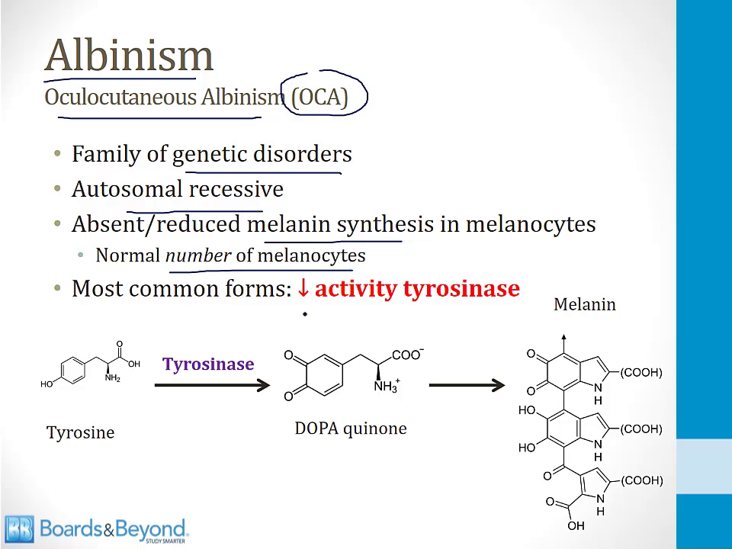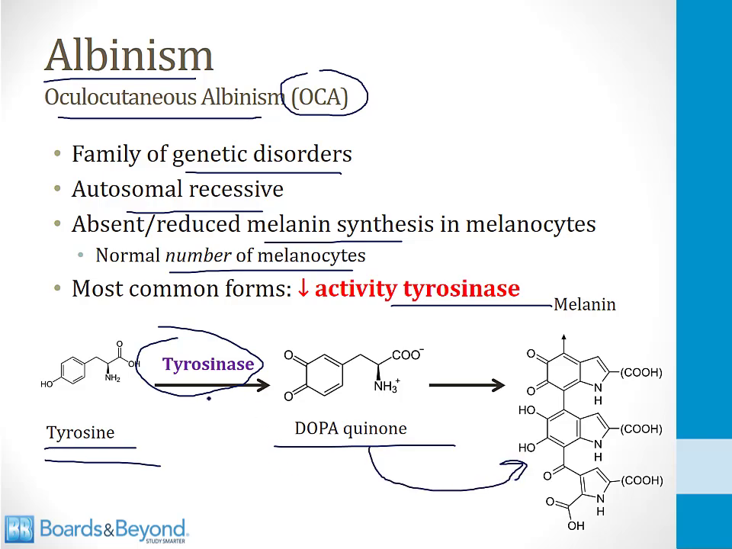And although there are many forms of albinism, the most common forms are caused by decreased activity of the enzyme tyrosinase. Remember how I said tyrosine is the amino acid used to make melanin, and the enzyme tyrosinase synthesizes molecules of dopaquinone from molecules of tyrosine, and then multiple molecules of dopaquinone are linked together to form melanin. So you can imagine if this enzyme is not normal, you won't be able to normally synthesize melanin.